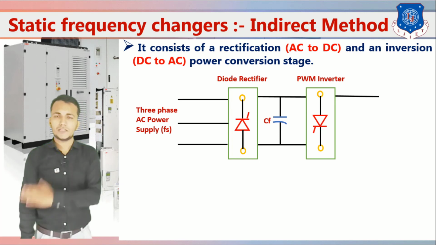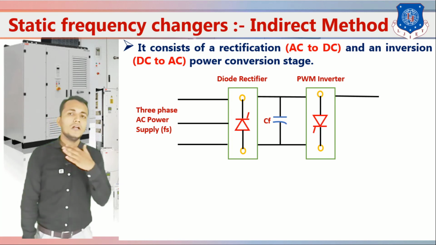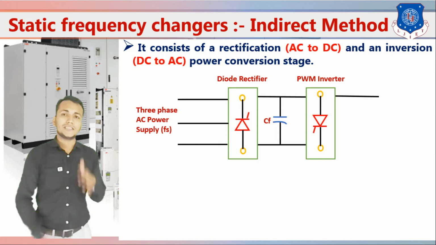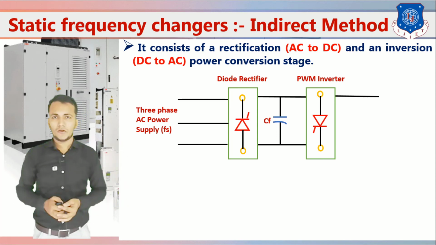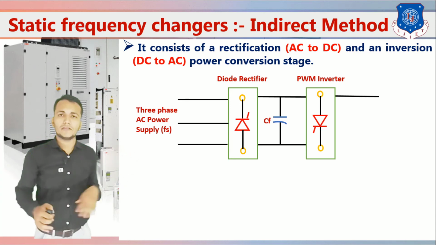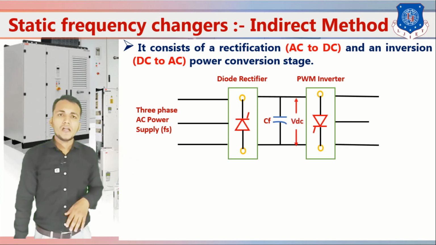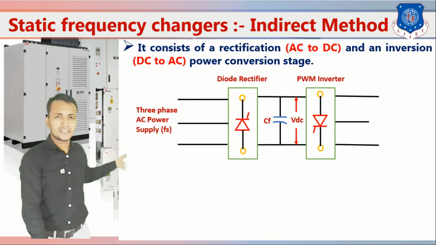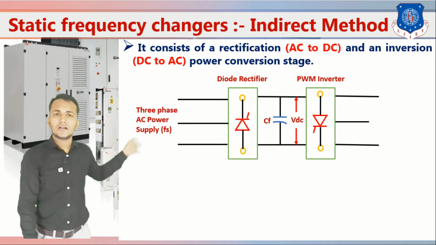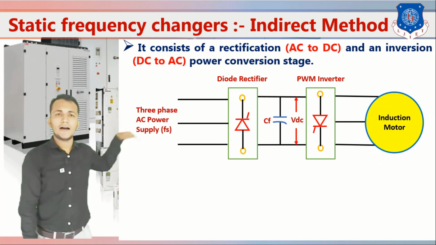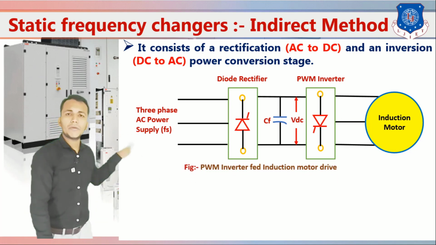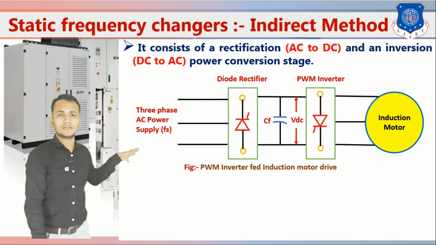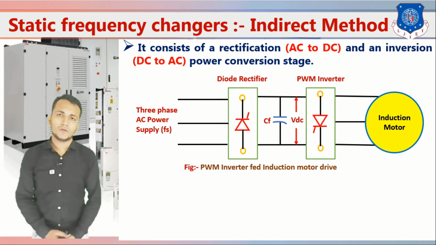Whatever the three phase AC supply is converted into DC supply, this constant DC supply is given to this inverter, okay. So here we can connect the capacitor, and the voltage across the capacitor is VDC, and the output goes to an induction motor. So that is a PWM inverter based induction motor drive, okay.